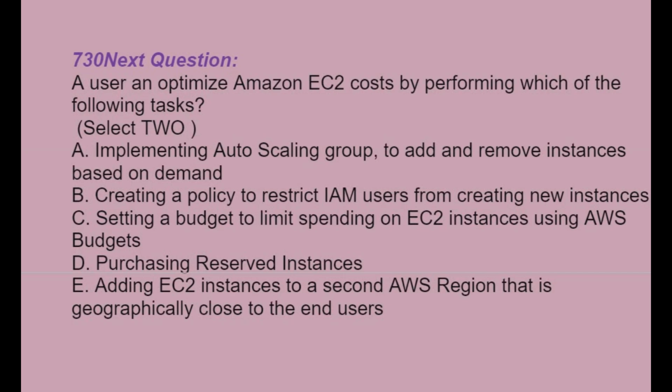Option C. Setting a budget to limit spending on EC2 instances using AWS Budgets. Option D. Purchasing reserved instances. Option E. Adding EC2 instances to a second AWS region that is geographically close to the end users. Correct answer is option A and option D.